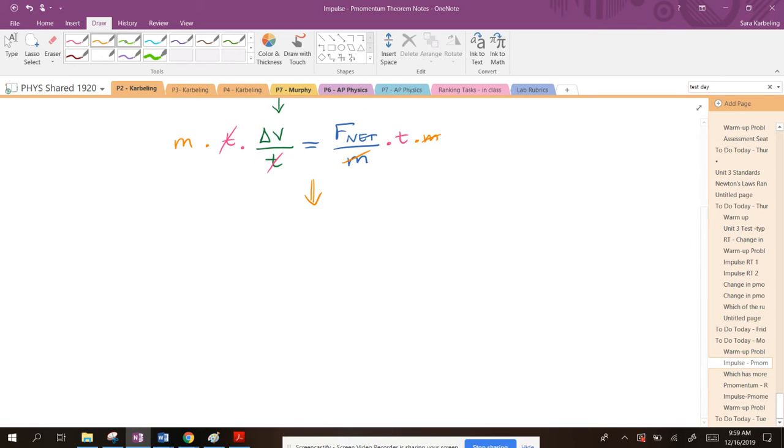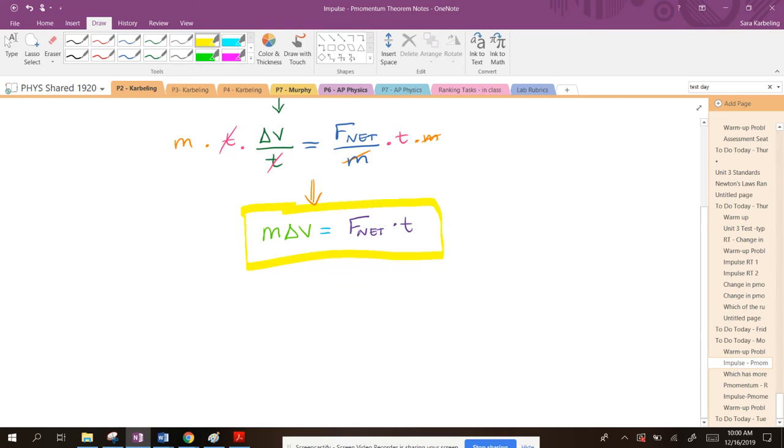So we've got m delta v is equal to F net times t. Okay. Same physics, new look. Put a big box around that. This one's a big deal right here. This thing right here, such a big deal that they give it a name. What? They give it a name. Like, this is a big deal thing.